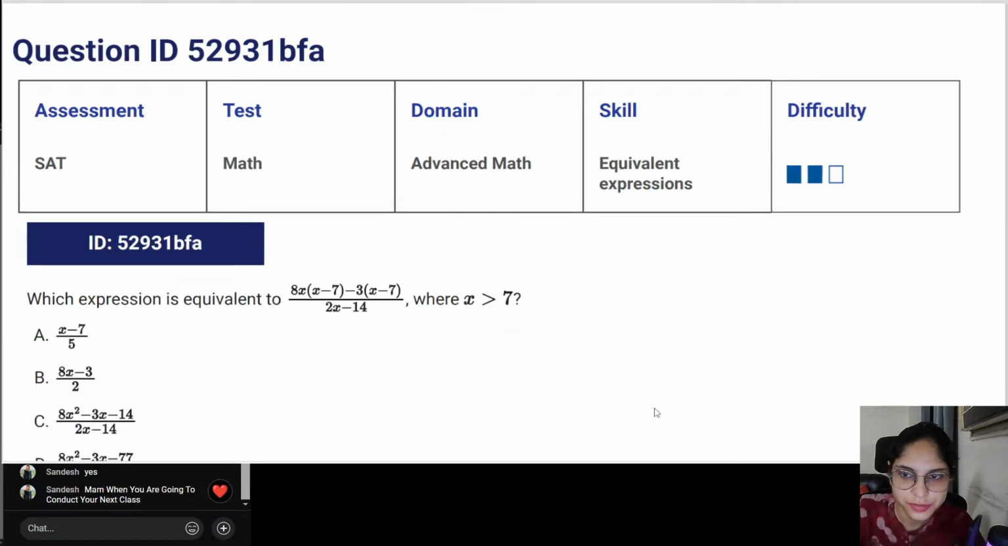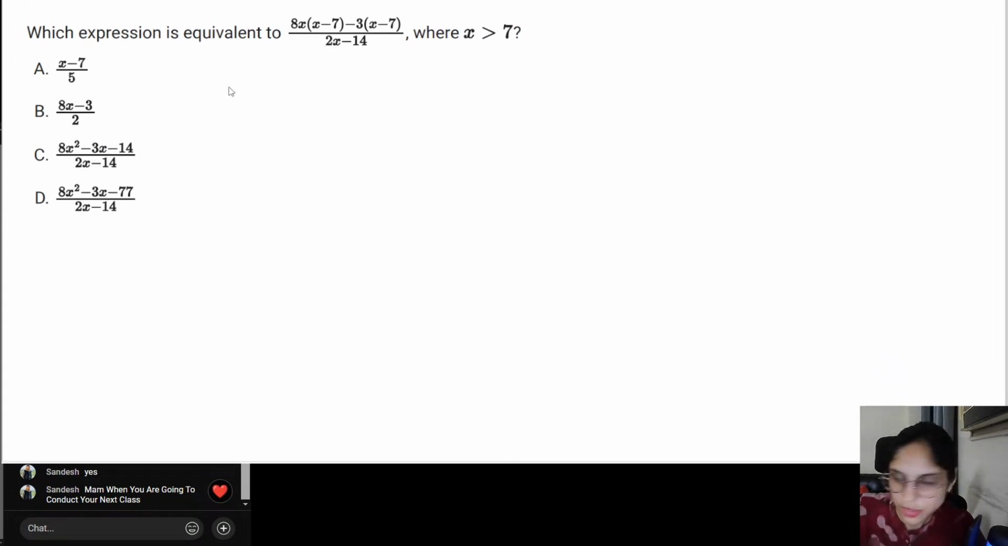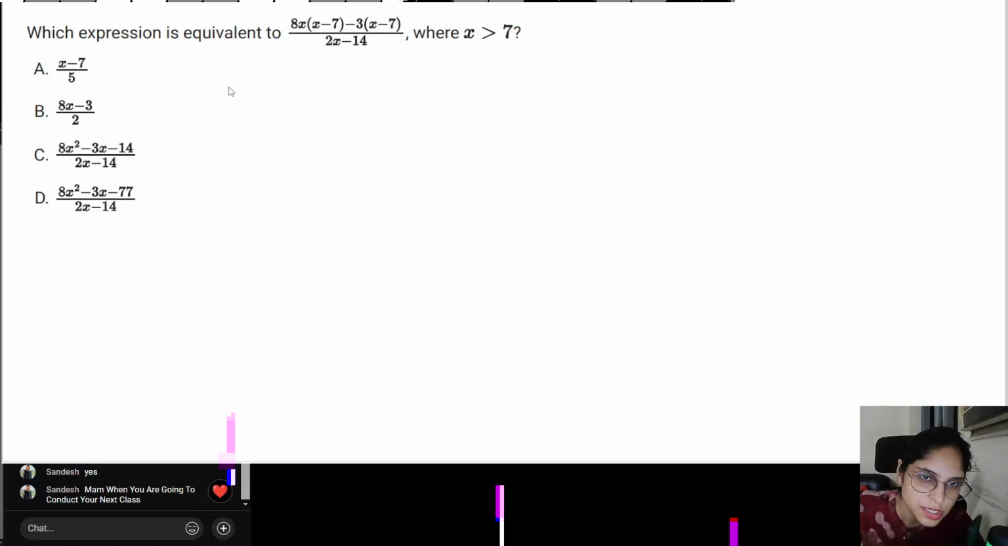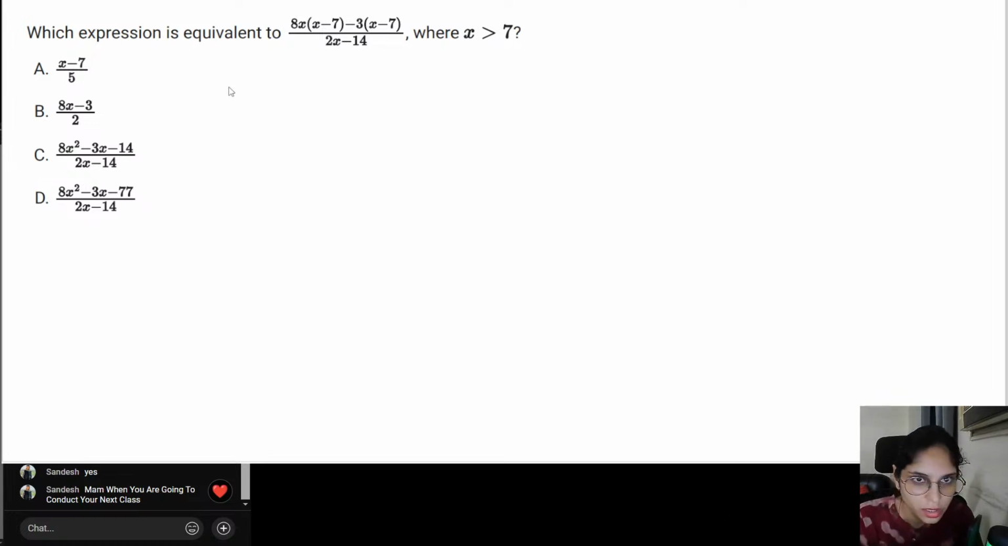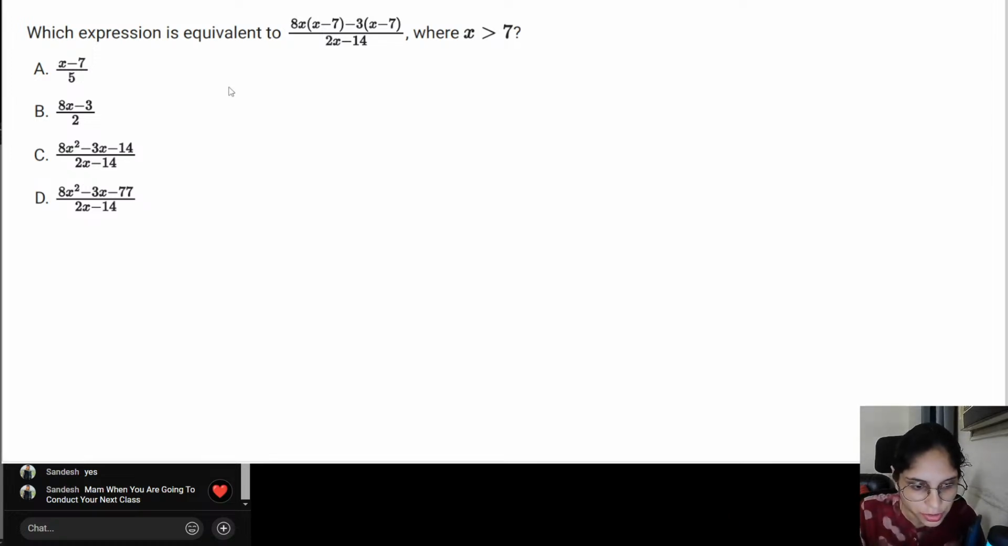Question number 5. Which expression is equivalent to 8x times x minus 7 minus 3 times x minus 7 over 2x minus 14? This is your rational expression. So in the top, like I told you, factoring by grouping.